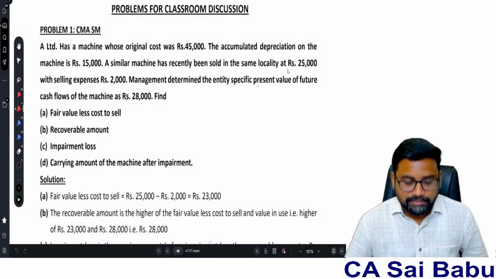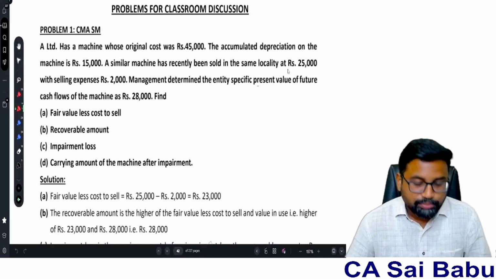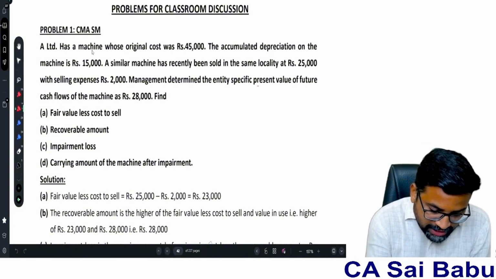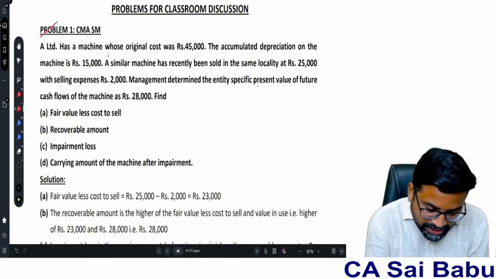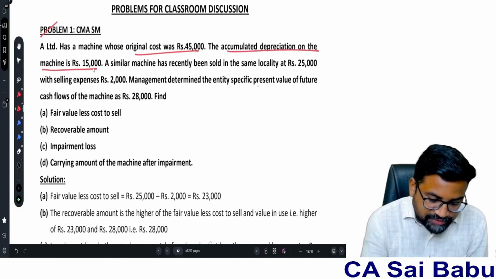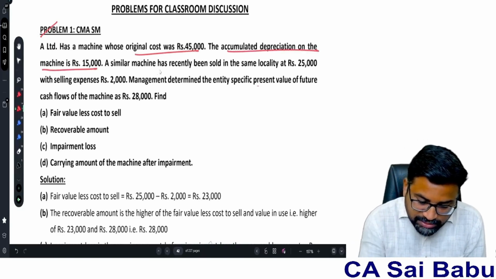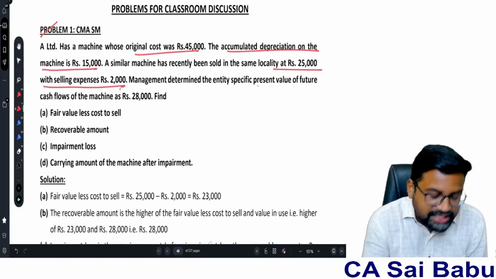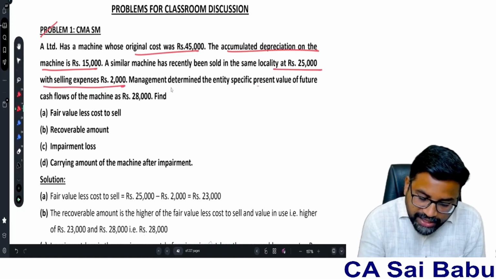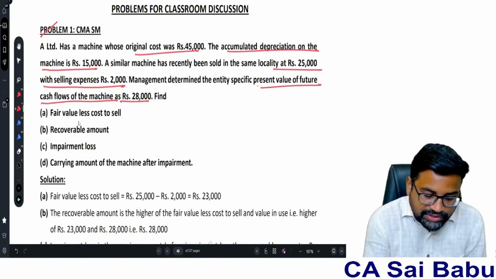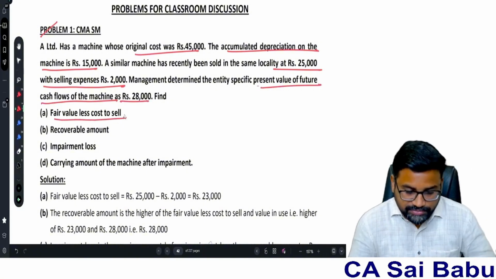Now let us see some questions relating to impairment loss, whatever we have discussed till now. A Limited has problem number 1. A Limited has a machine whose original cost is 45,000, accumulated depreciation on the machine 15,000. A similar machine has recently been sold in the same locality at 25,000 with selling expenses 2,000. Management determined the entity specific present value of future cash flows of the machine as 28,000. Find fair value less cost to sell.